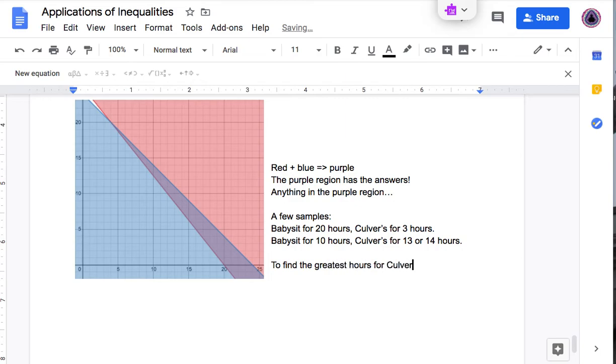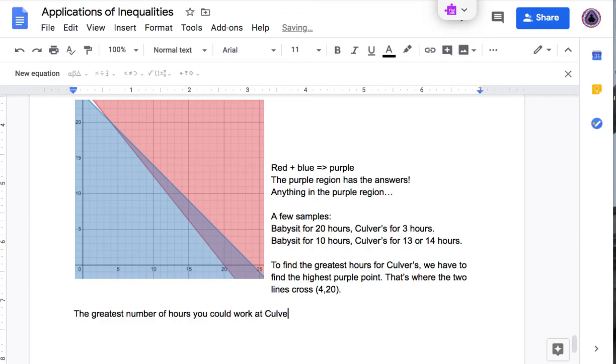So to find the greatest hours for Culver's, we just have to find the highest purple point. And that is going to be where the two lines cross. So, the greatest number of hours you could work at Culver's is 20 hours. And that answers our question.